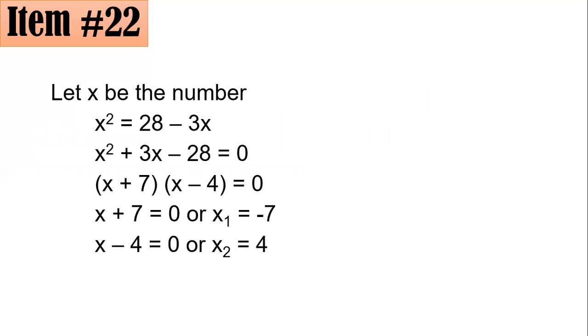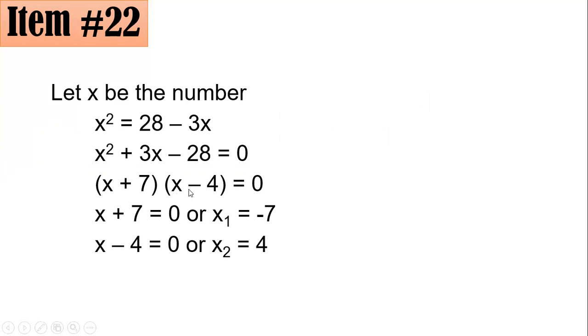And if I let x be the number, I could actually set up the equation x squared equals 28 minus 3x, and adding 3x and negative 28 both sides to come up with a quadratic trinomial in standard form. We have x squared plus 3x minus 28 equals 0, which is factorable as x plus 7 times x minus 4.